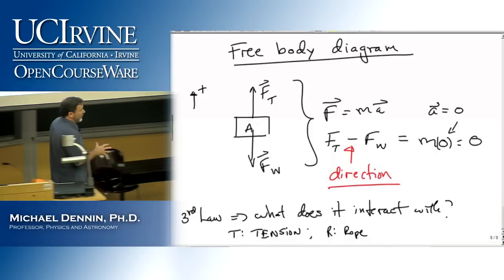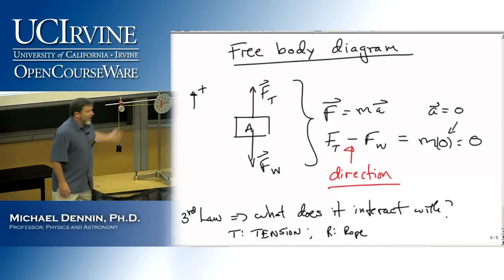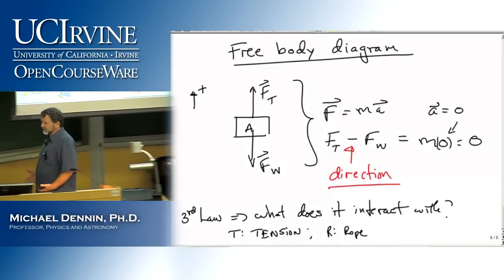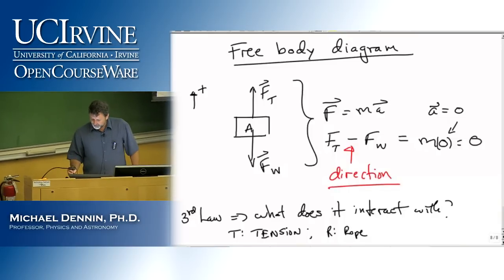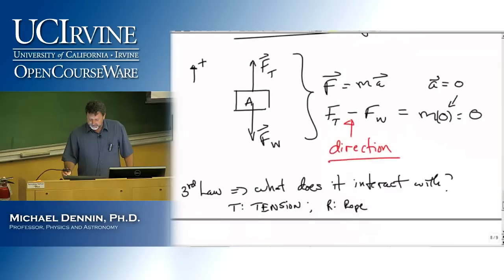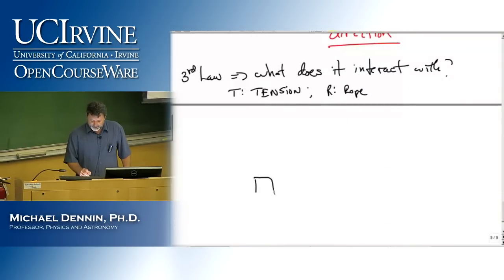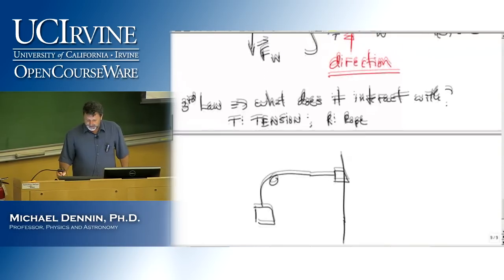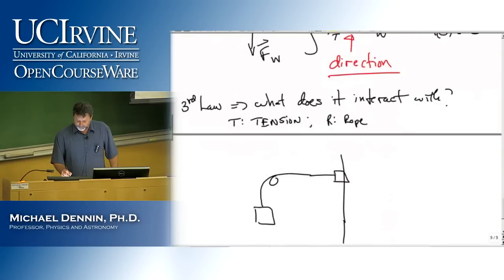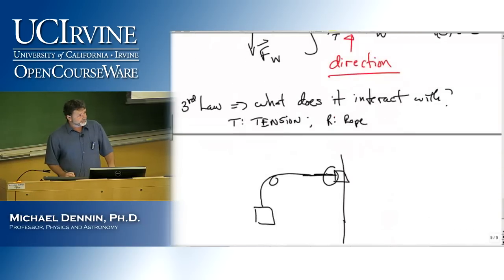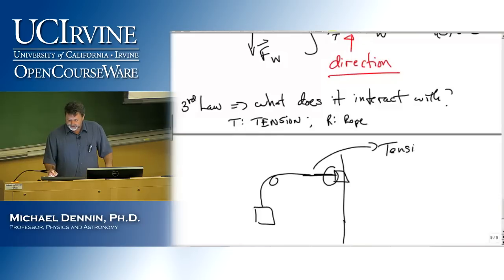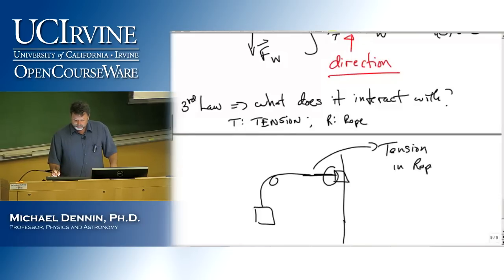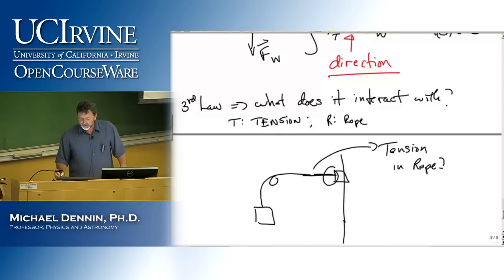Now, I've drawn it here as we have it. The question I next asked you about, if I was to draw that as a picture, is an object going across a pulley. There's a scale, but it's basically attached to a wall. And I asked you, what force is this scale measuring? So I'm basically asking you for the tension in the rope. Right? That's what's pulling on the scale.